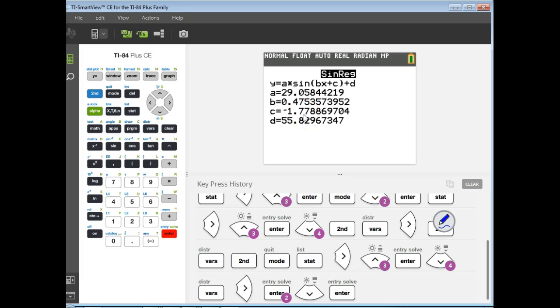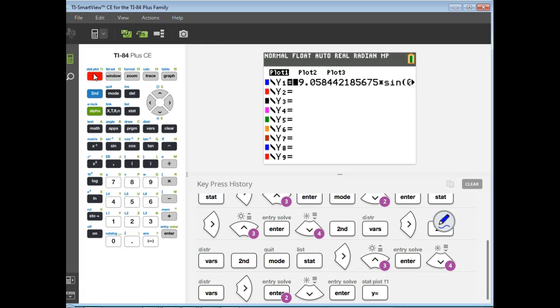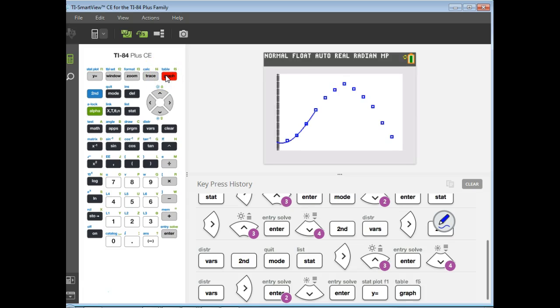So if for some reason you had to identify phase shift, which I'm not going to ask you, you'd have to factor out that B value from it. You'd have to use that negative C over B formula. And then plus D is that vertical shift. So if you go to your y equals, it should be there. And then go to graph, and it's going to lay the function through the scatter plot for you.